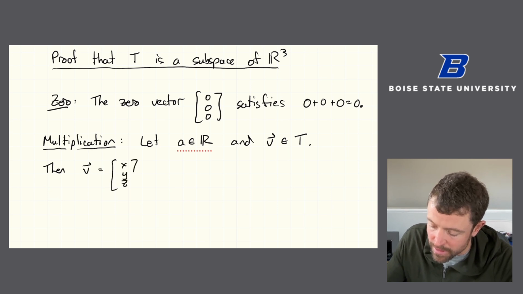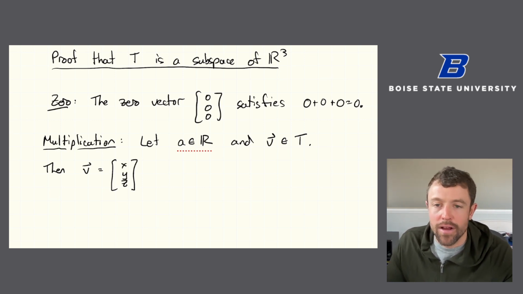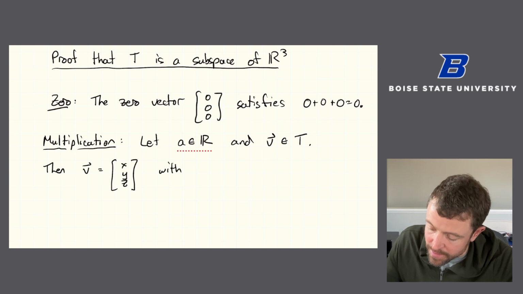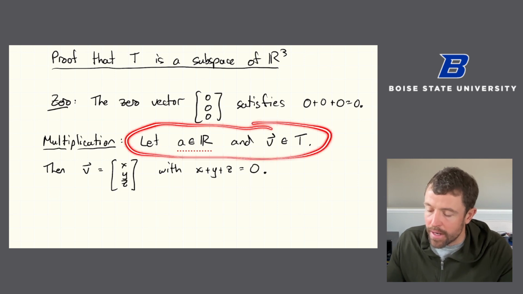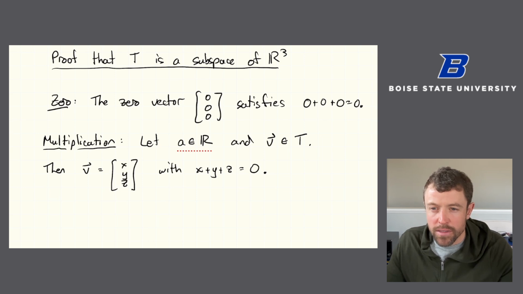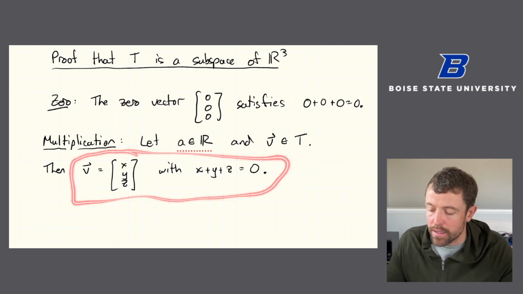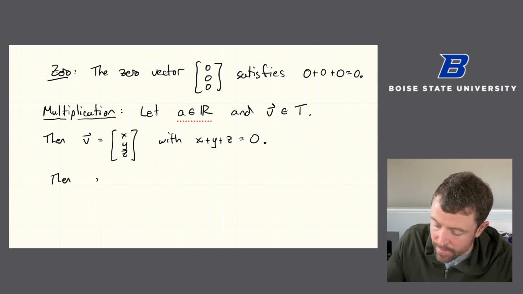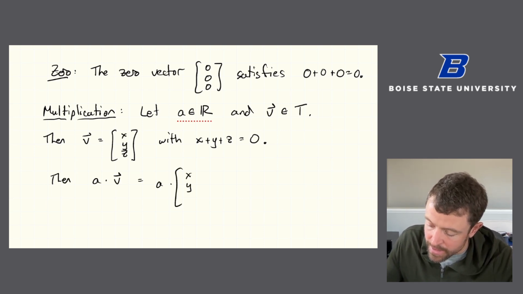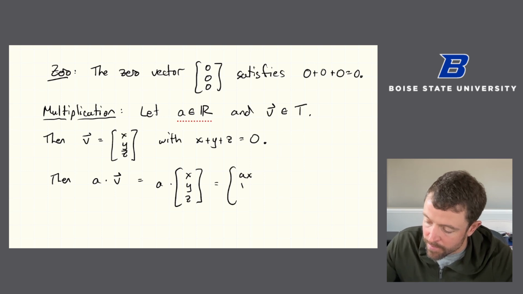And this is why I was realizing that I didn't know what I was going to call my scalars. So I'll call V X, Y, Z. But this means something. Right? So I start with any element of R and any element of my set. And I say, what properties do I get from that? Well, I get that my vector has its coordinates adding up to 0. And now I want to look at this multiplication. A times V. Well, that's A times XYZ, which is AX, AY, AZ.